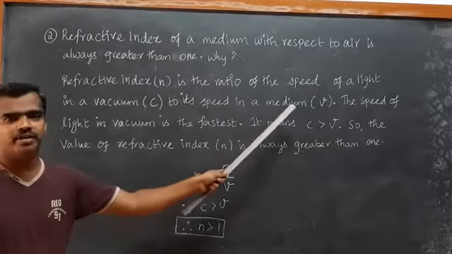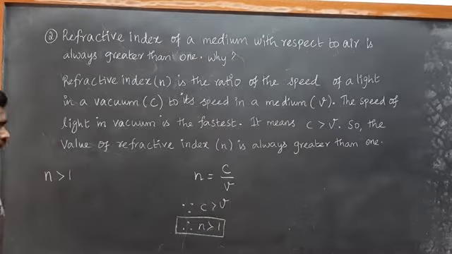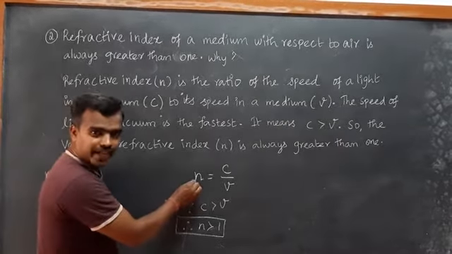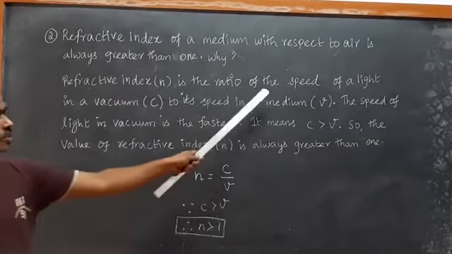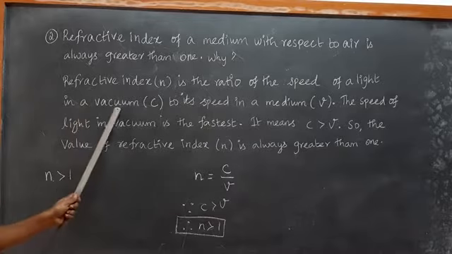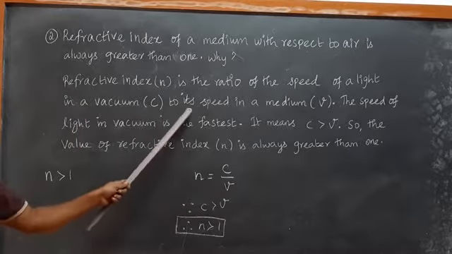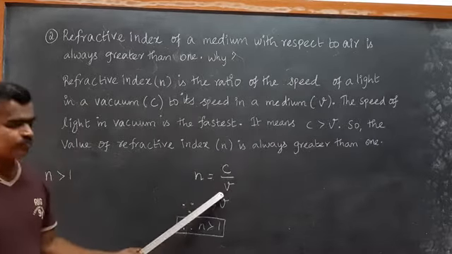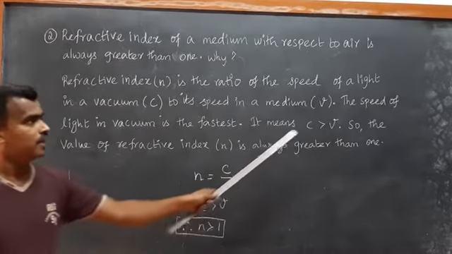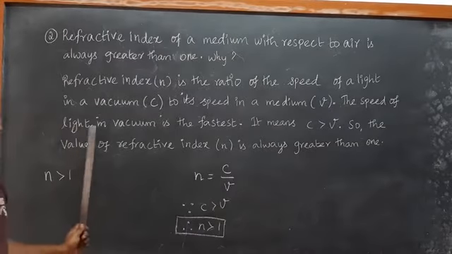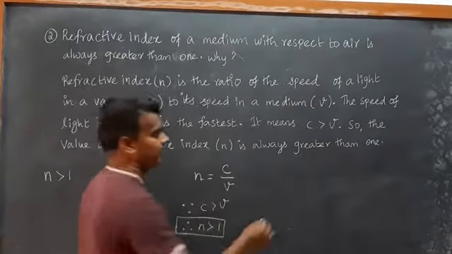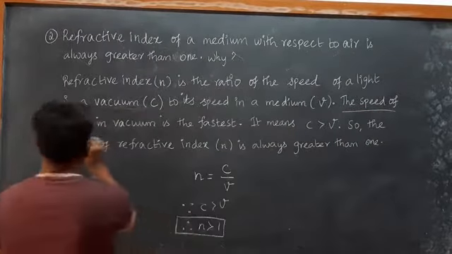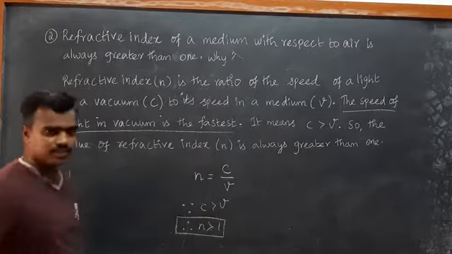to the speed in a medium, v. Simply we can write the refractive index n is equal to c by v, where c is the speed of light in a vacuum and v is the speed in a medium. Is it clear? The speed of light in vacuum is the fastest. That is the key to the answer.